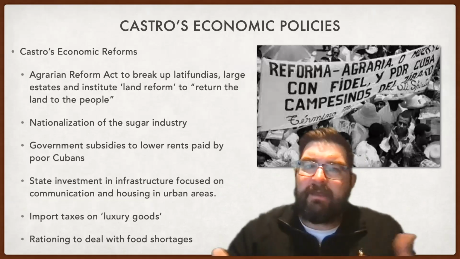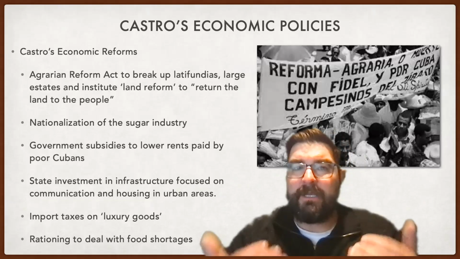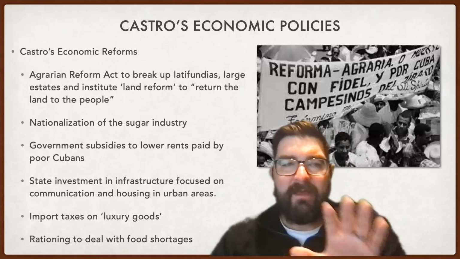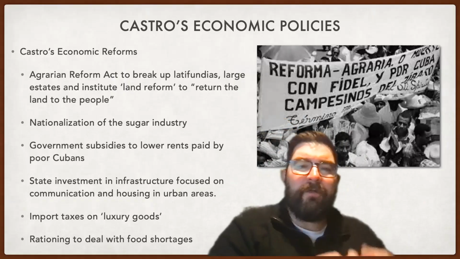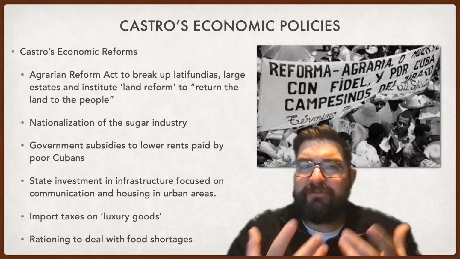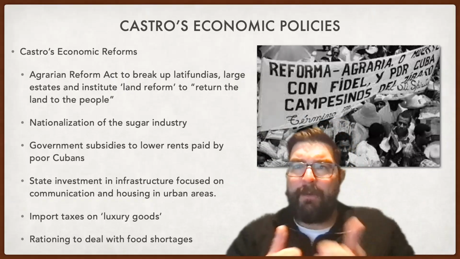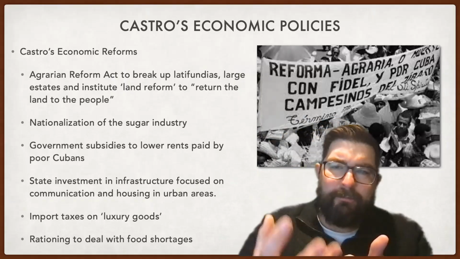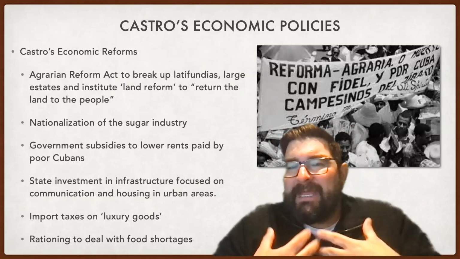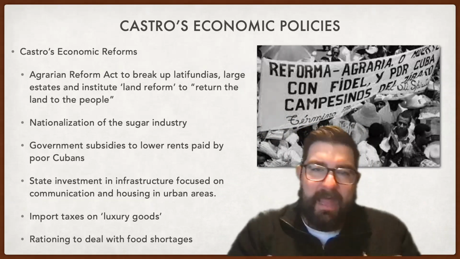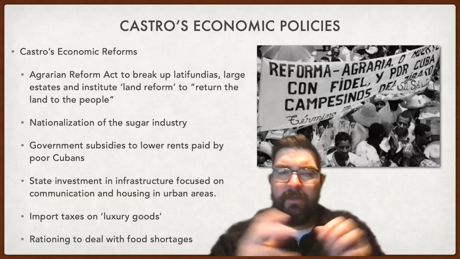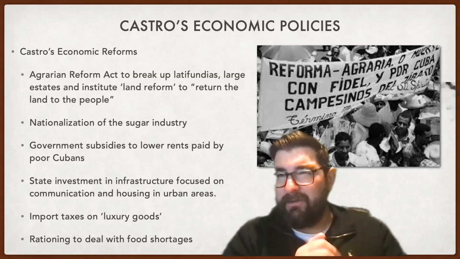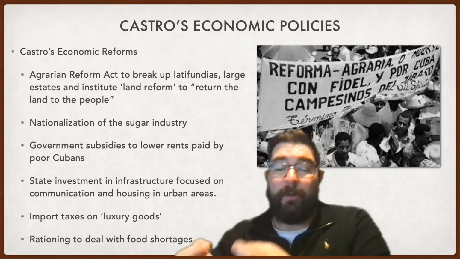So Castro comes in and institutes almost immediately a number of economic reforms, starting with the Agrarian Reform Act to break up what were called the latifundias, the large landed estates that were owned by corporations or private landowners, and began to institute a process called land reform, which would break up these large estates to, quote, return the land to the people. But most of that land would be going to the state.